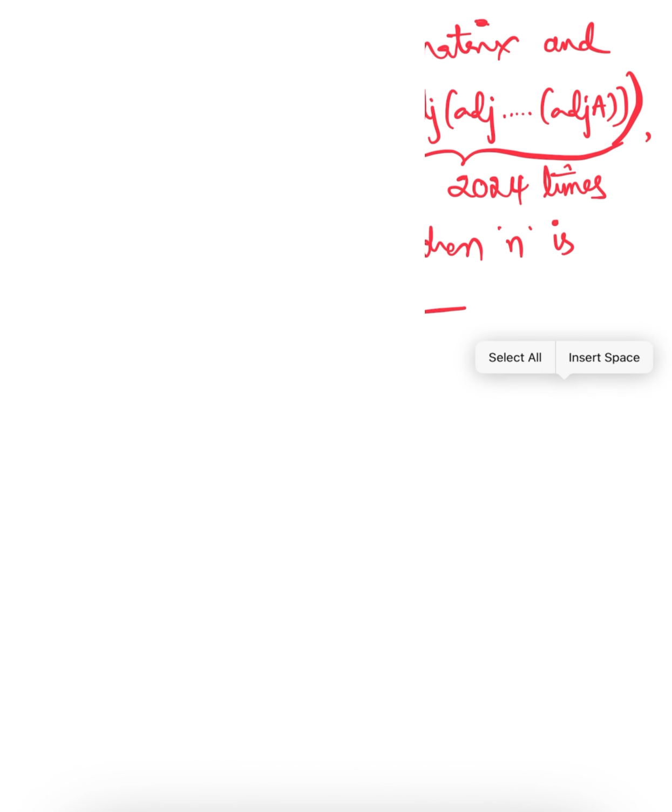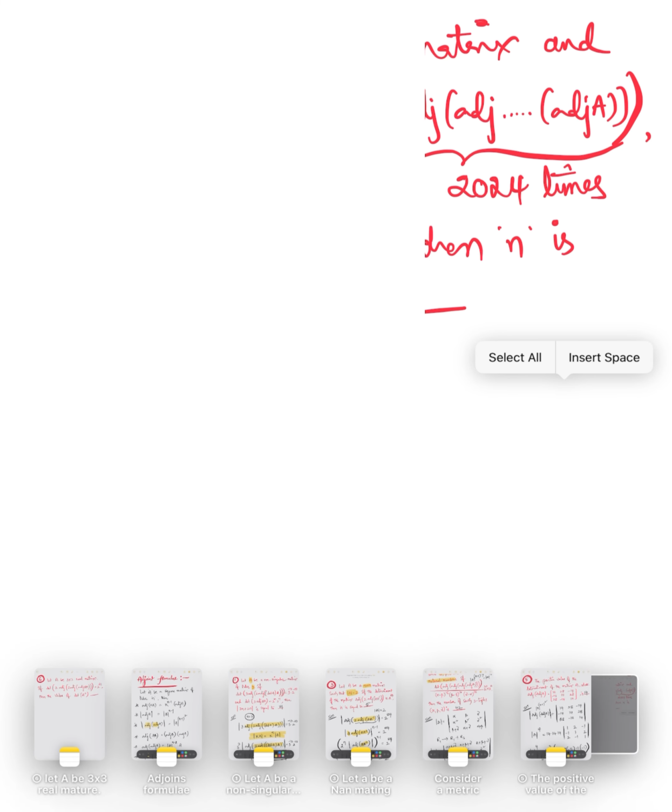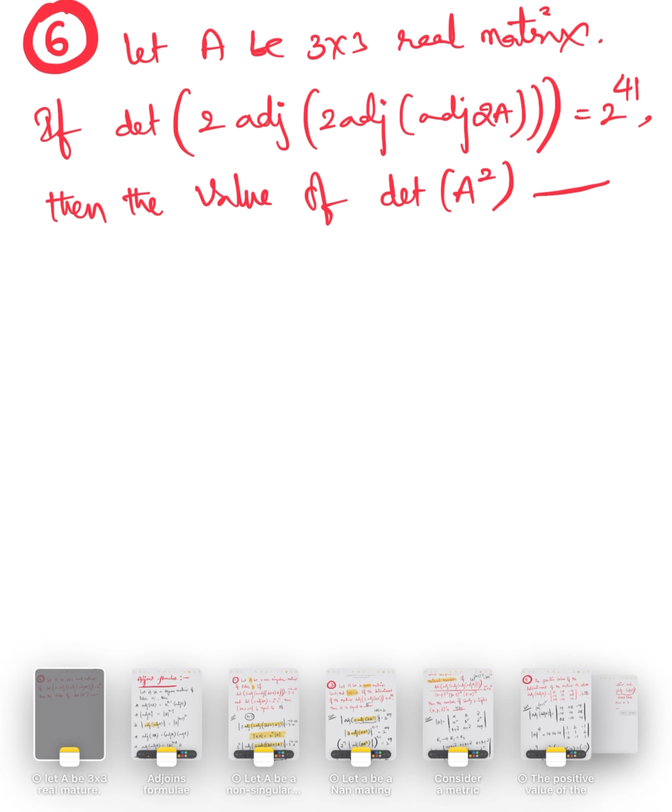Now coming to the second question. Before going to the second question, I want to give you one question which you have to solve. See, this is the question. We can solve this sixth question, and you can comment the answer. Let A be a 3 by 3 real matrix, if det of 2 times adjoint of 2 times adjoint 2A equals 2 power 41, then find the value of det of A square. Now you can solve this question by using the same concepts and comment your answer.